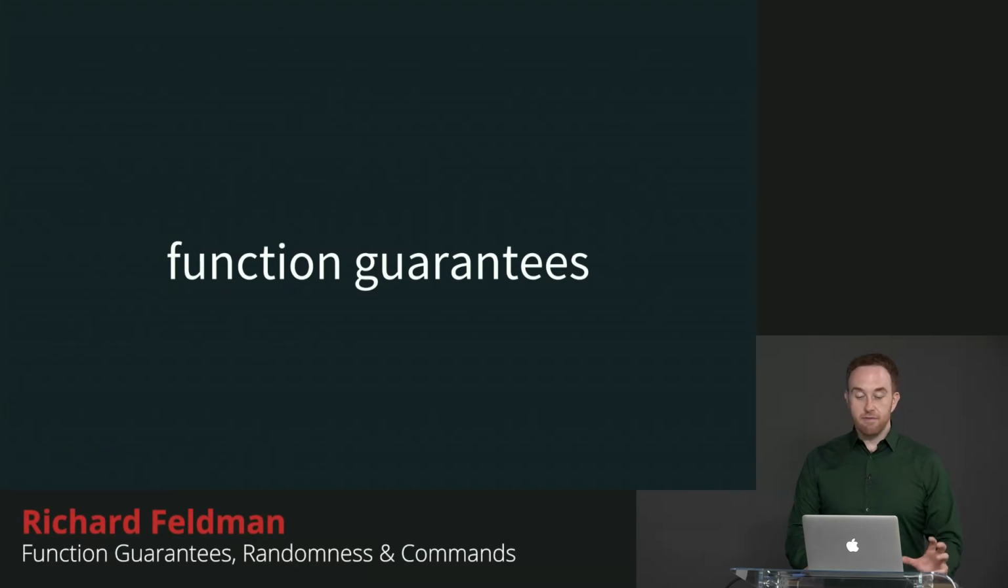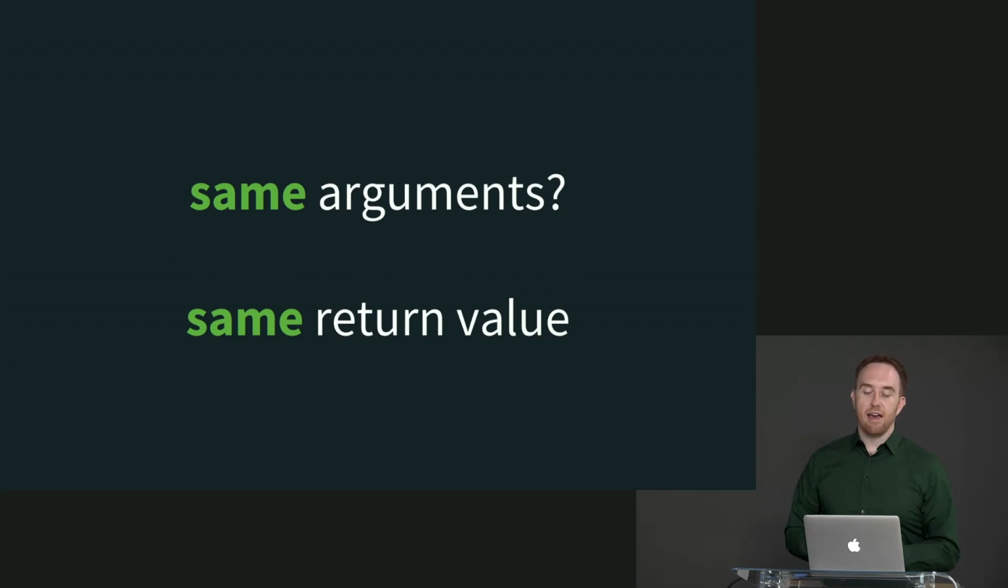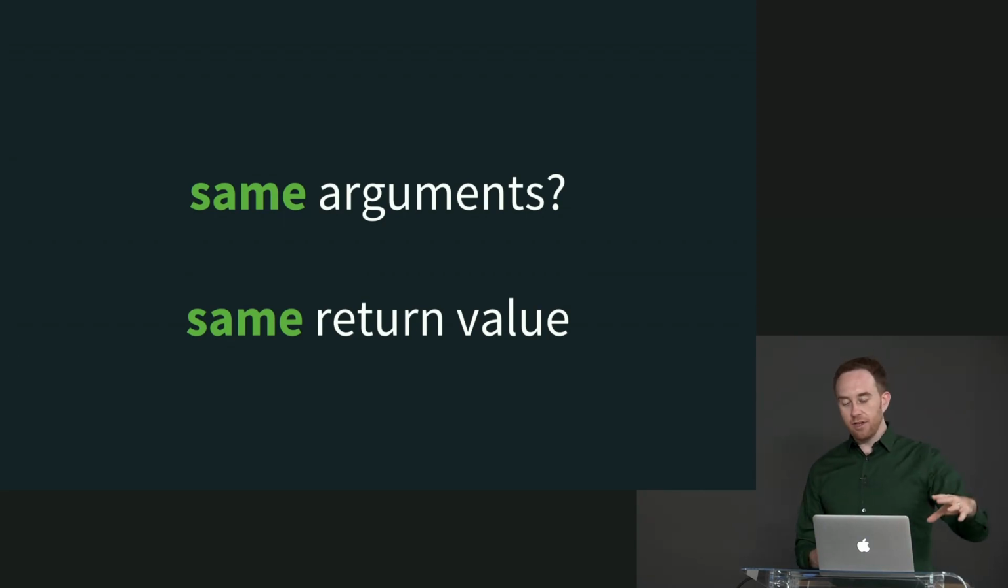Let's move on to talk about some function guarantees that we have in Elm. So one guarantee that we have is every Elm function, if you give it the same arguments, you're going to get the same return value, no matter what. Same arguments, same return value, no exceptions.